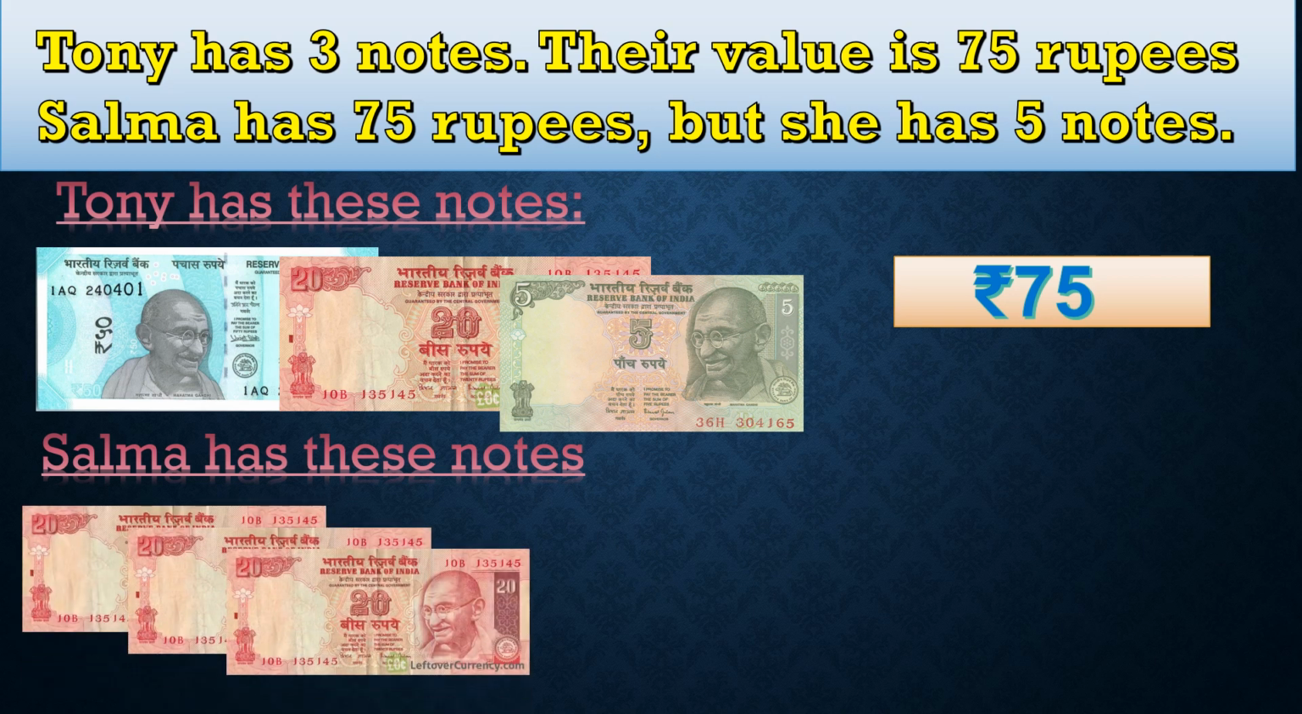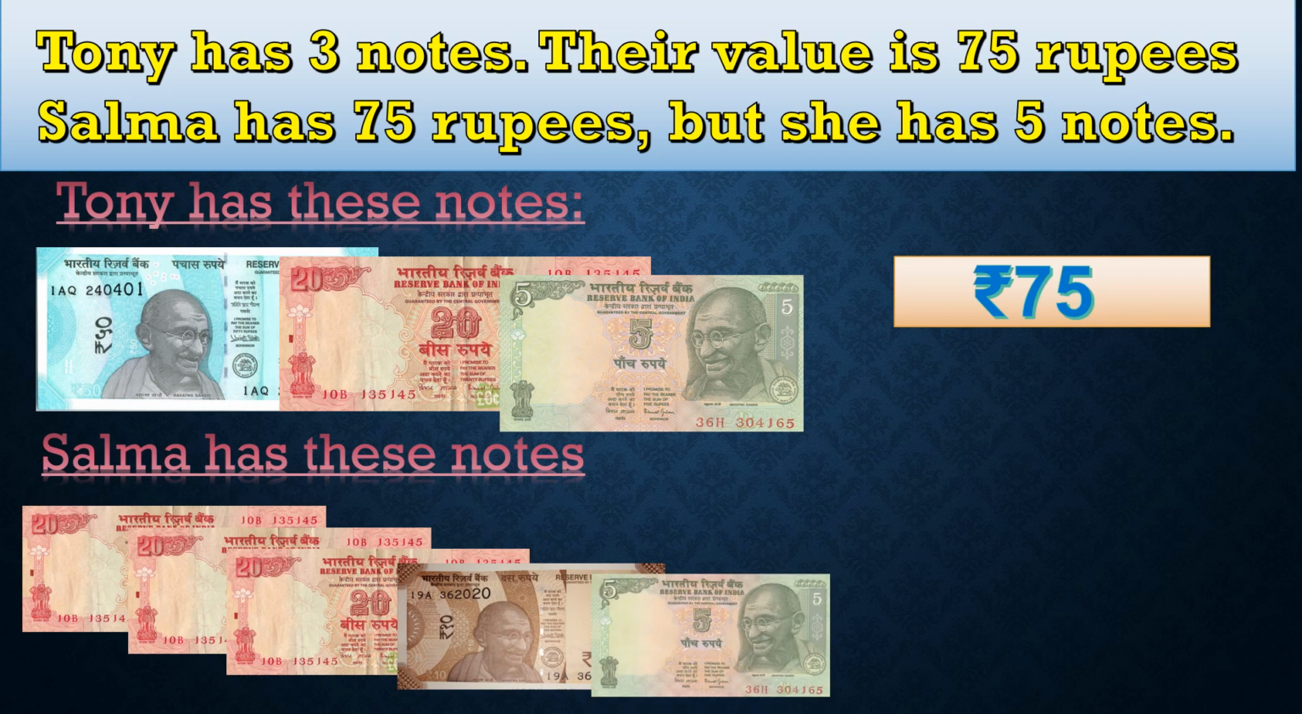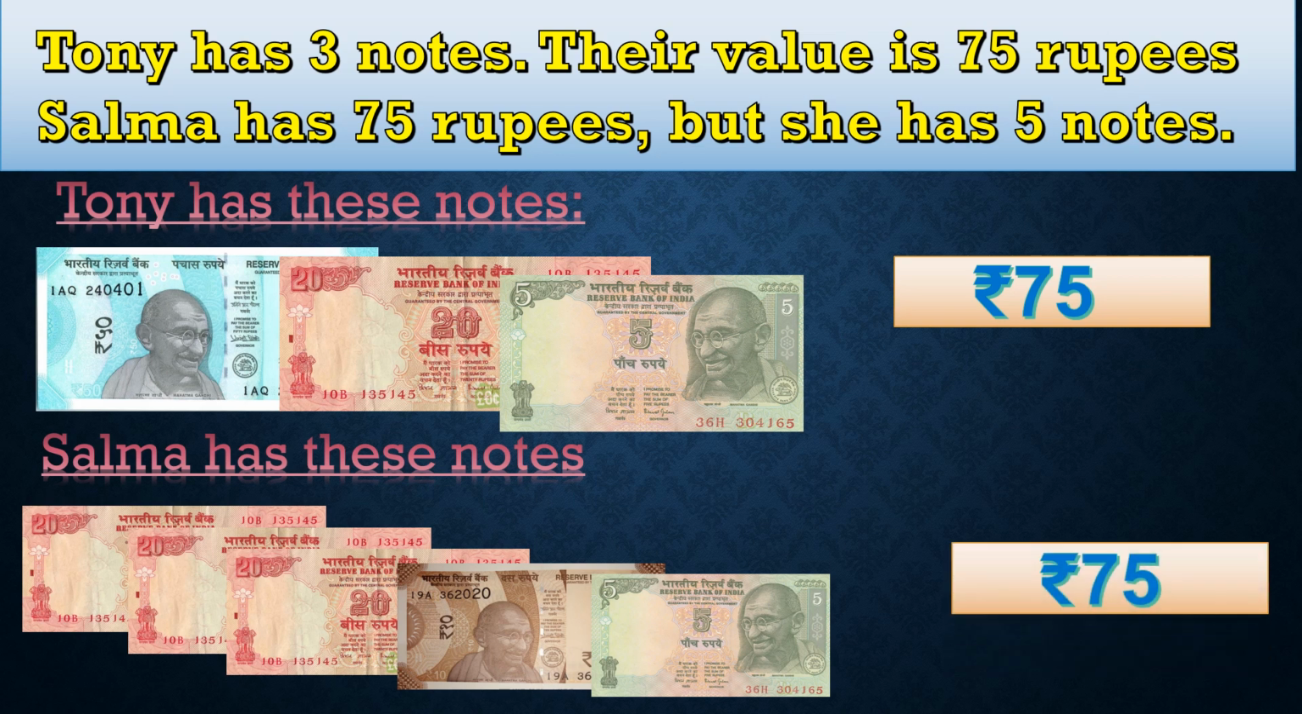So Salma has 3 20 rupees notes, 1 10 rupees note, and 1 5 rupees note. So let us add all of them together. 20 plus 20 we get 40. 40 plus 20, 60. 60 plus 10, 70. 70 plus 5, 75. So when we add all the 5 notes together, we get 75 rupees.